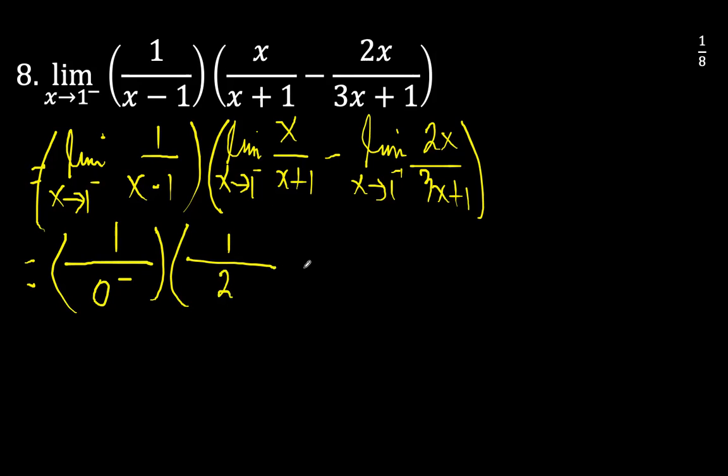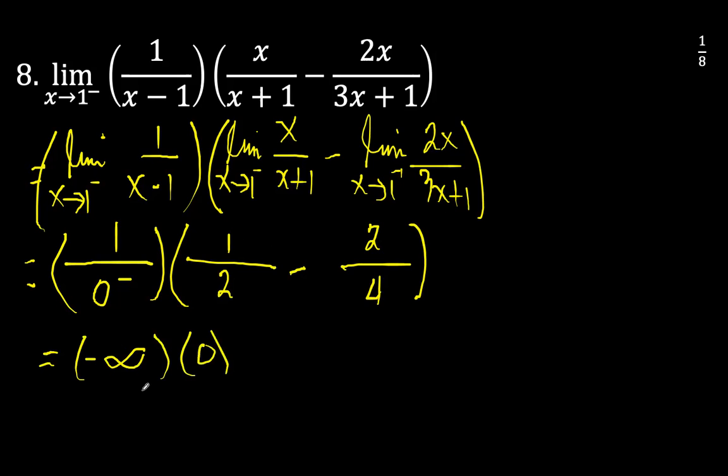And here, that's 2, all right? And the limit of 2x as x approaches 1, so that's 2. And here, that's 4. So we have 1 over 0, that's undefined or infinity, and it's negative here, times 1/2 minus 1/2, which is 0. And here, negative infinity times 0 is not actually 0 because we really don't know the value of infinity here.